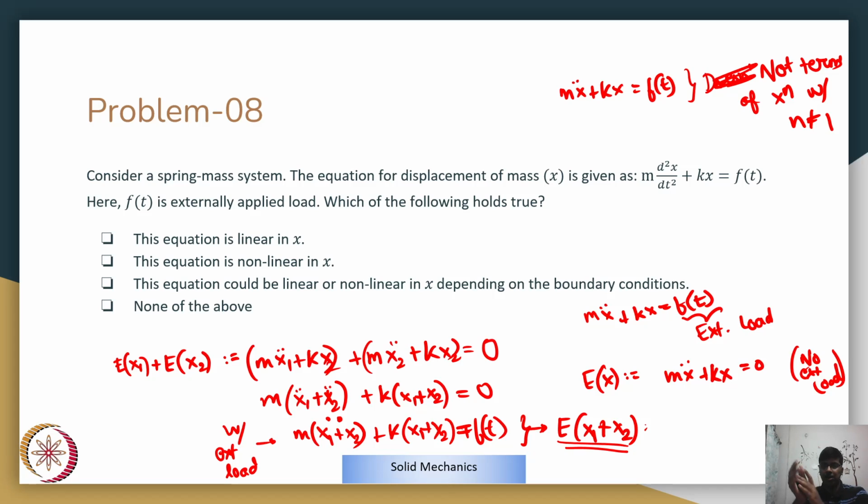So if x1 is a solution that satisfies your given spring mass system and x2 is another solution, then any solution of the form ax1 plus bx2 can be shown to also be a solution of your given spring mass system without any externally applied load. So this equation that you have is linear in terms of x.